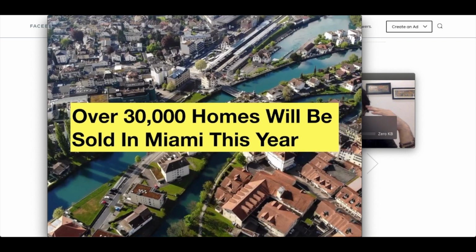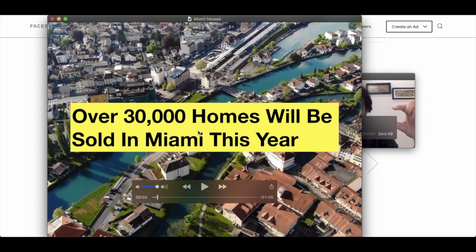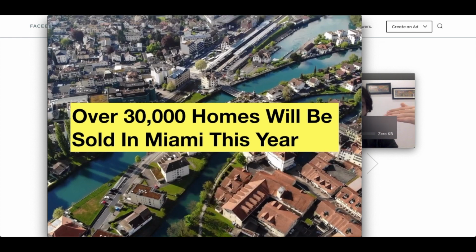So imagine I am a seller, I own a house, I'm looking to sell, living in Miami, and I see a bold video with a bold caption and a contrasting background saying, hey, over 30,000 homes will be sold in Miami this year. I am a seller, I'm looking to sell. Immediately this will hook me in. In Miami 30,000 homes will be sold, I'm looking to sell a house, what is this about?